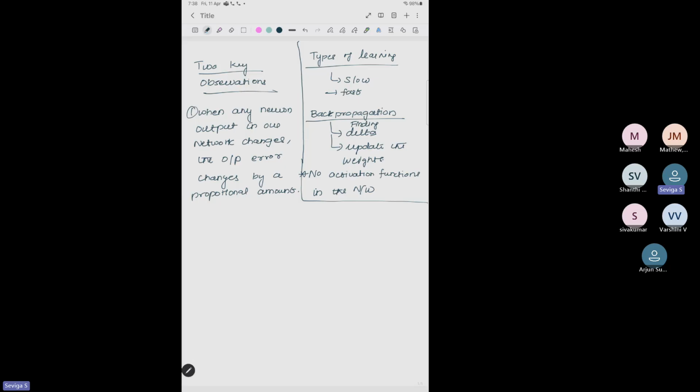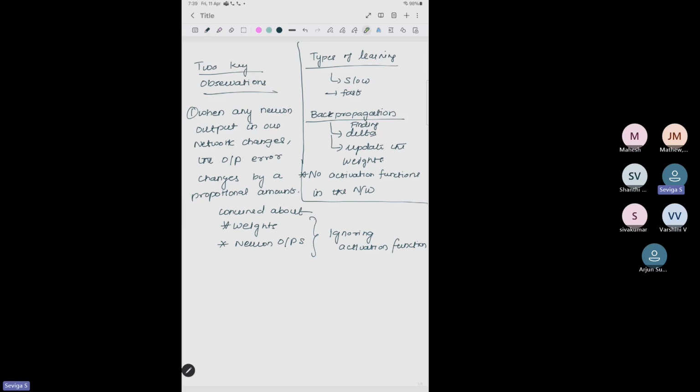For the time being, we are ignoring the activation functions. We are concerned about two things: the weights and the neuron outputs. Later on, we will see how to include the activation function and then see the values. For now, we are just concerned about the weights and the neuron output. The first observation is that neuron output is proportional to the output error, or else we can say neuron output changes proportionally to the output error.